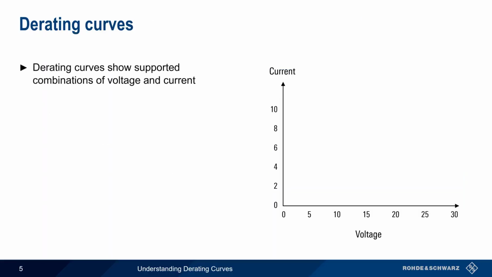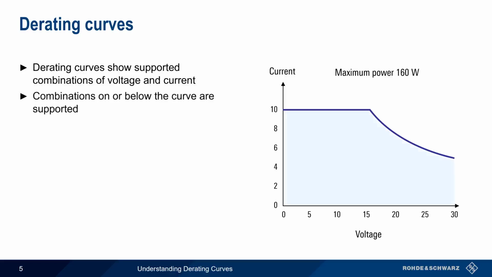Derating curves are used to graphically represent the combinations of voltage and current supported by a power supply. On the right is an example of a typical derating curve, this one for a 160-watt power supply. Any combination of voltage or current that falls on or below this curve, that is, in the colored area, is supported by the supply. Derating curves are normally included in the power supply specifications or manual, or they can be found on the manufacturer's website.